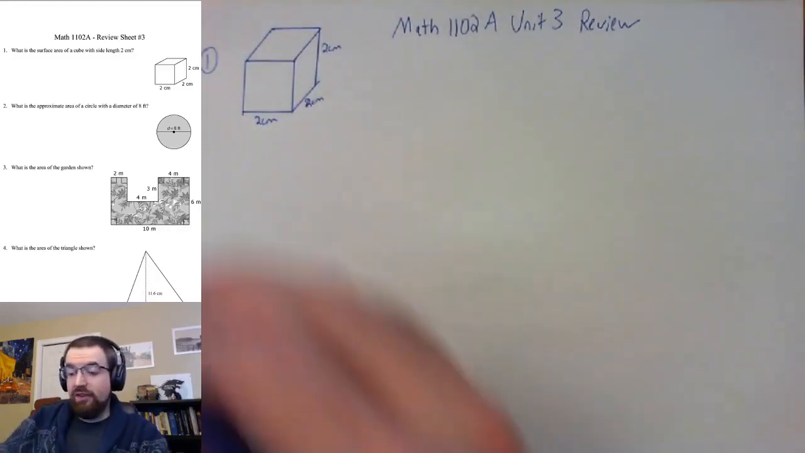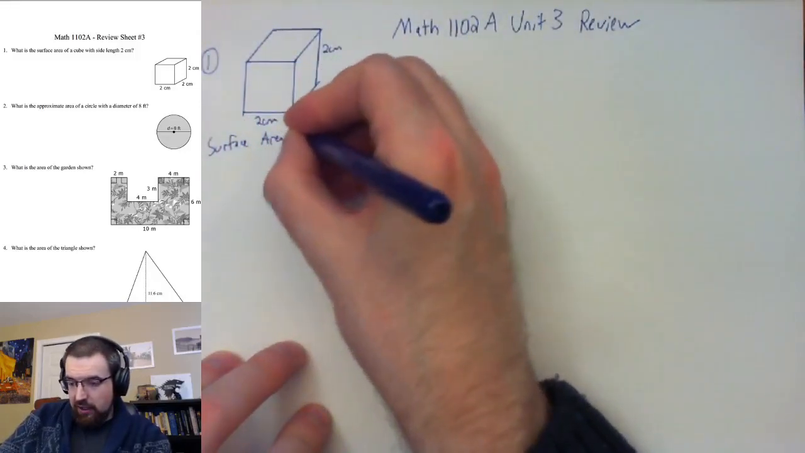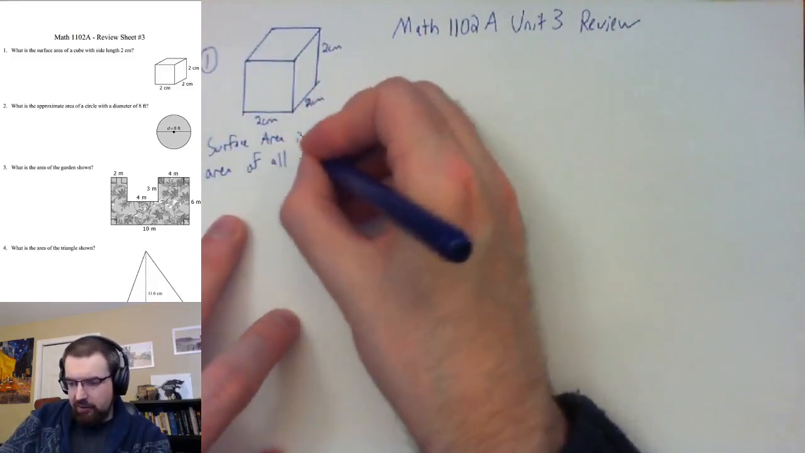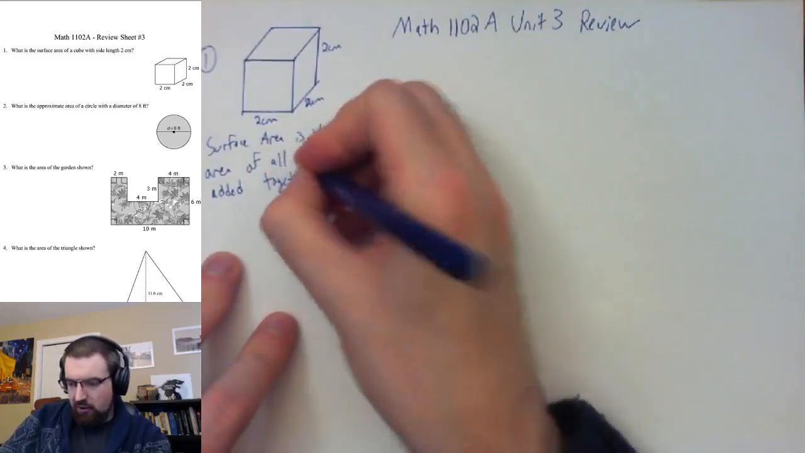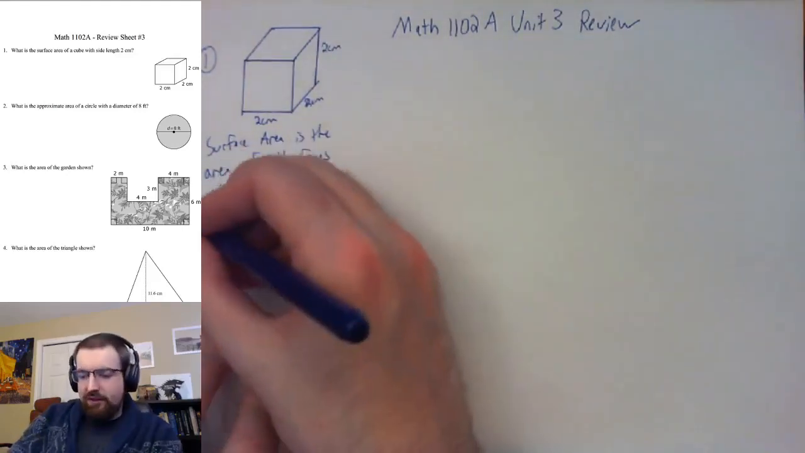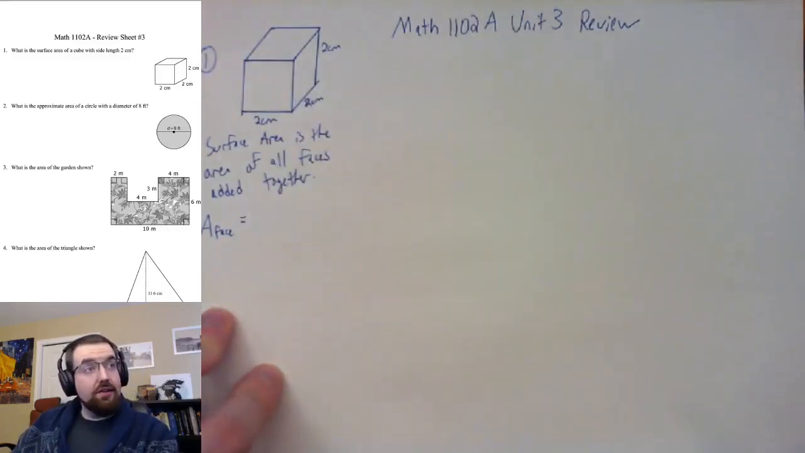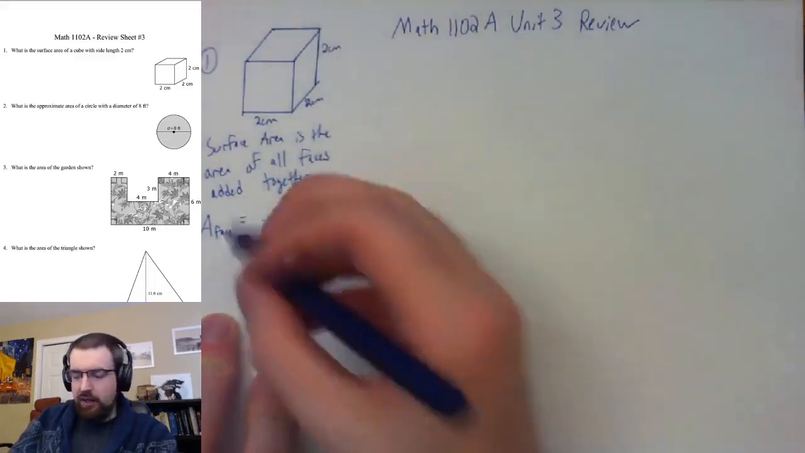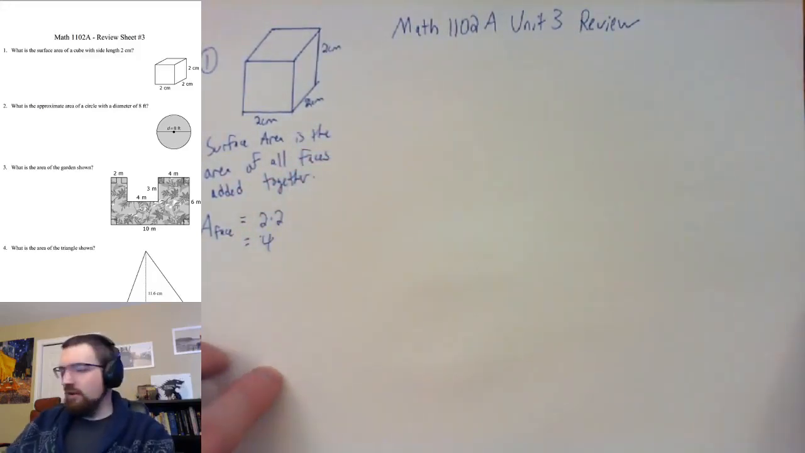Right now it's asking for surface area. So we know that surface area is the area of all faces added together. So if I said the area of a face here, what's the area of each of these? Well, it's a cube, and by definition, we know that a cube has all sides the same length. So it's going to be 2 this way, 2 this way, and 2 this way. So the area of one face is going to be 2 times 2, which is equal to 4. And now how many faces are on a cube?